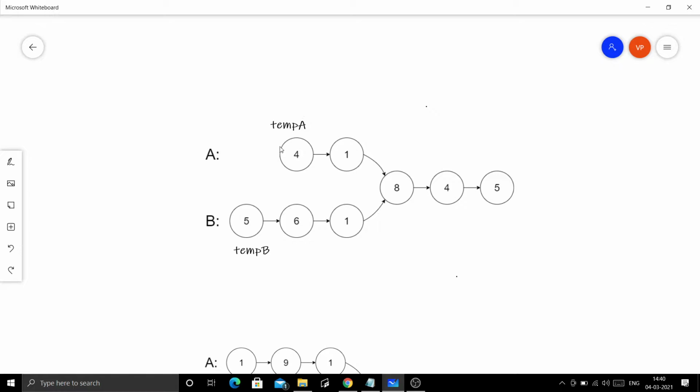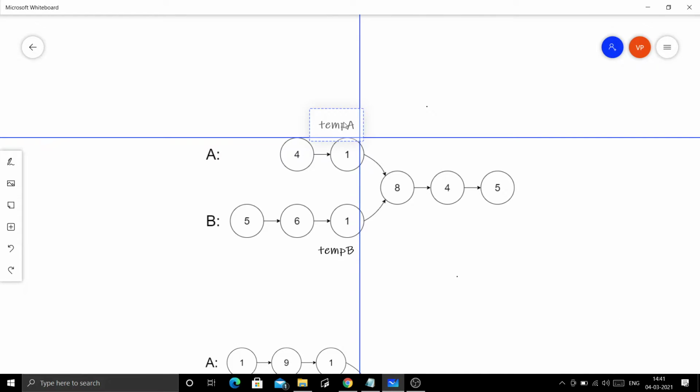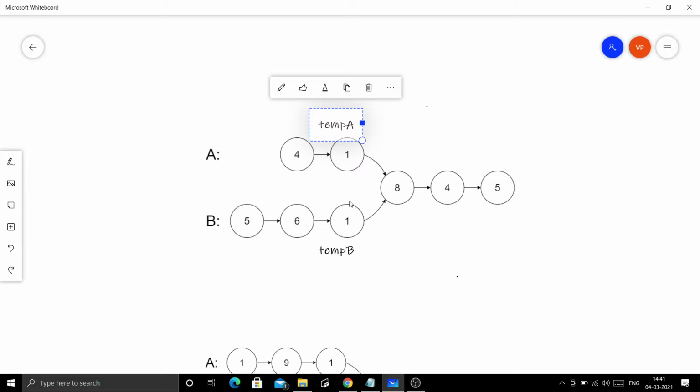If we can see here, 4 and 6 are at the same level but 5 is not at the same level. So I will move temp B to this position. Then we are at the same position. Now we can compare both the nodes. If we move here and move this node here, we can see both the nodes are not equal. Although values are equal, the nodes are not intersecting at this point. So this will not be our answer, so don't get confused by that.